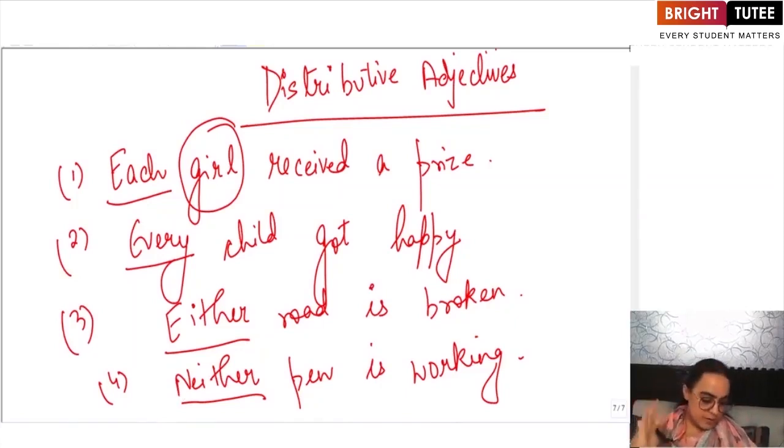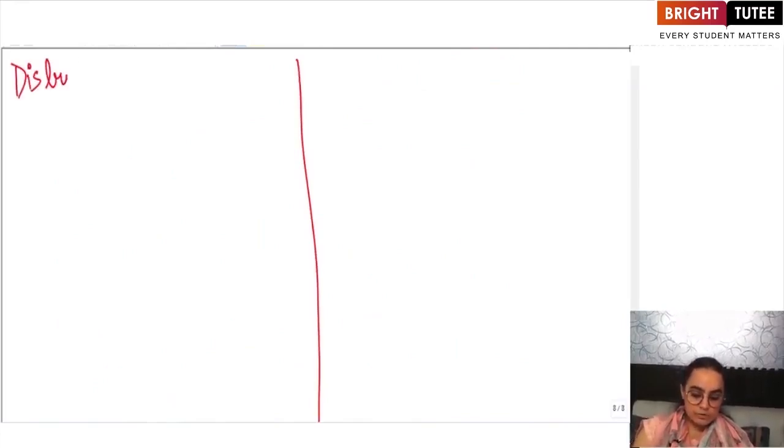So distributive adjectives, my dear students, are those which help you to distribute the things between the nouns taken together. Now again, there is a difference between a distributive pronoun and a distributive adjective.